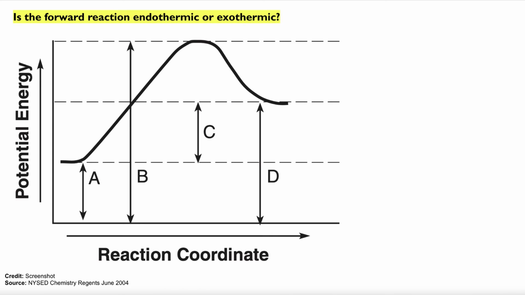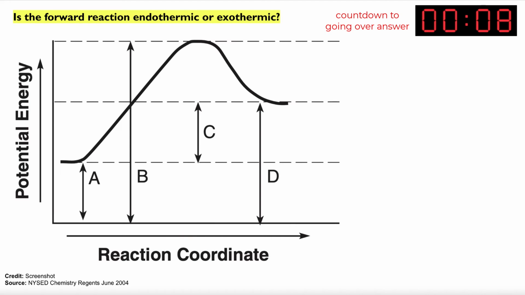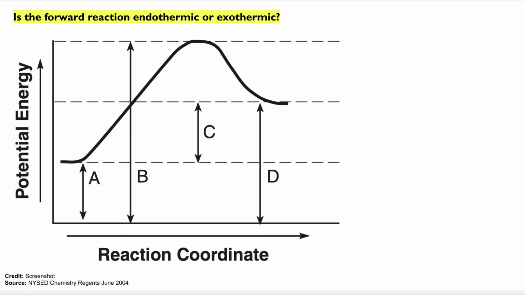Take a look at this potential energy diagram and think to yourself, is the forward reaction moving from left to right an endothermic or an exothermic reaction, and why? So take a moment to think to yourself. In about 5 seconds, I'm going to start going over the answer. So pause the video to give yourself time to think.